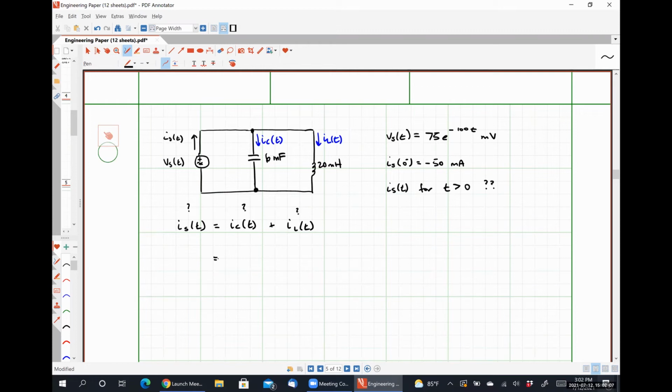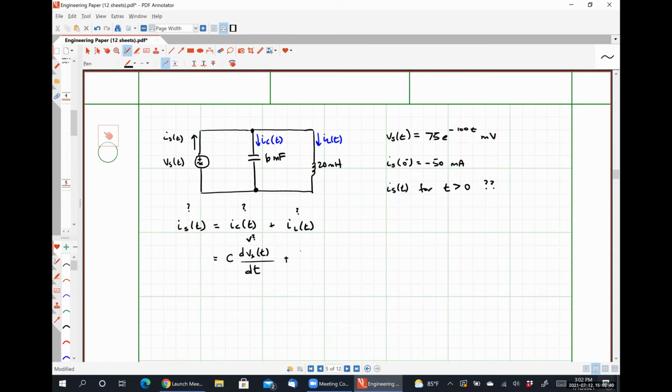So the capacitor current, IC of t, is going to be C times the derivative of the voltage across our capacitor, which is Vs of t, with respect to time. So we're getting somewhere. So I'm going to put a check question mark here because we don't know it, but we know how to do it, I think.